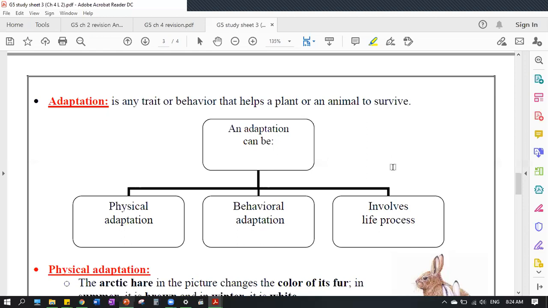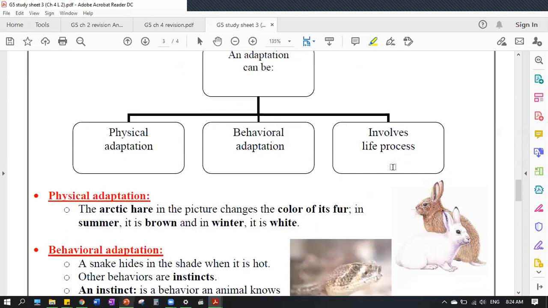What do we mean by instinct? It can be an instinct or an unlearned behavior. An adaptation can be physical, behavioral, or involve a life process. Physical is actually something in the body, like the color of their hair.